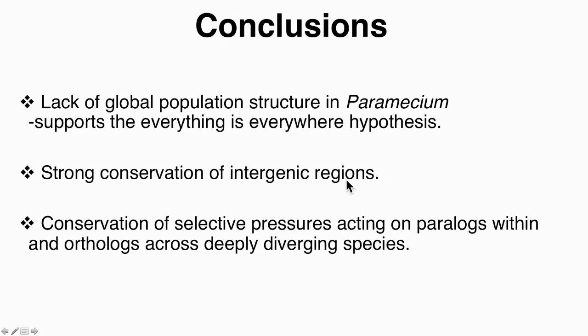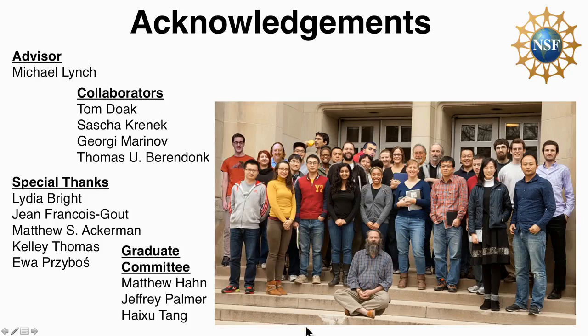So anyway, in conclusion, there's a lack of global population structure in Paramecium. This seems to support the everything is everywhere hypothesis, which suggests that microbes are ubiquitously present everywhere and do not experience geographical barriers. We also observe strong conservation of intergenic regions and conservation of selective pressures acting on paralogs within and orthologs across deeply diverging species. With this, I would like to thank my advisor, Michael Lynch, my collaborators who helped with the project. A special thanks to Lydia and Jeff, and my graduate committee and NSF for funding. Thank you.